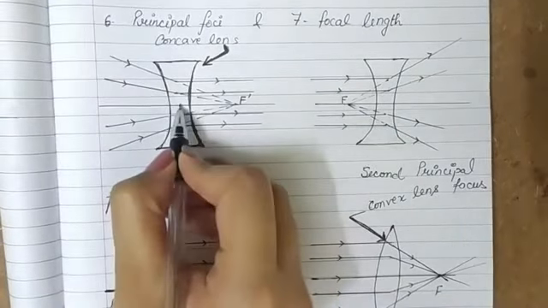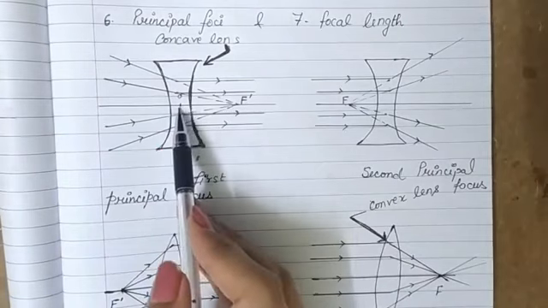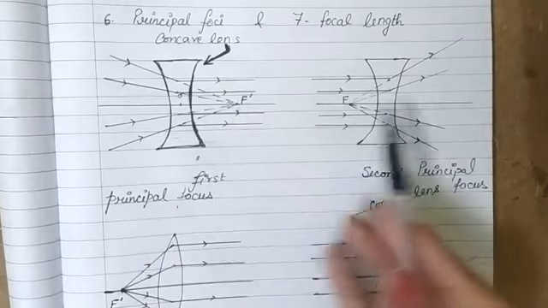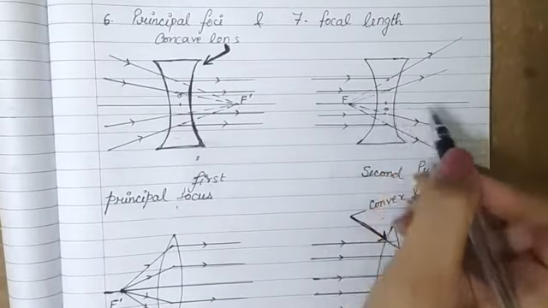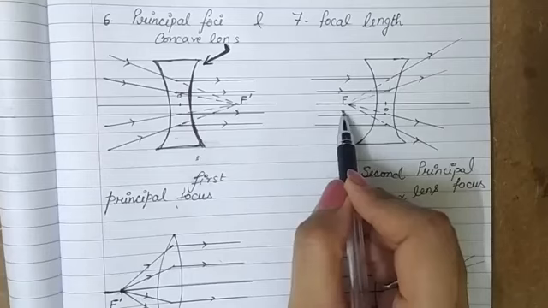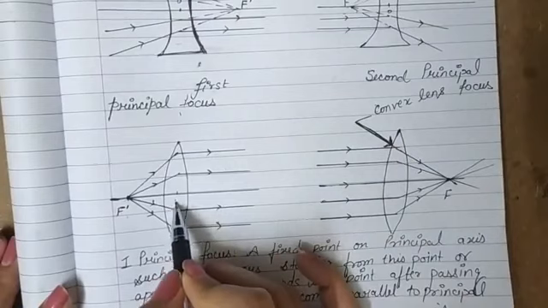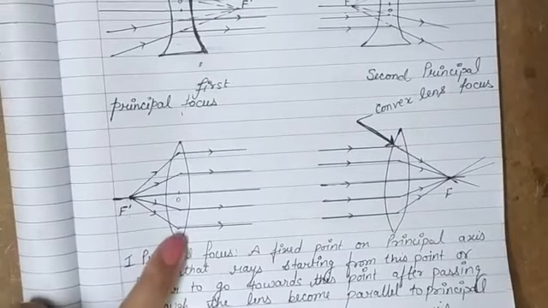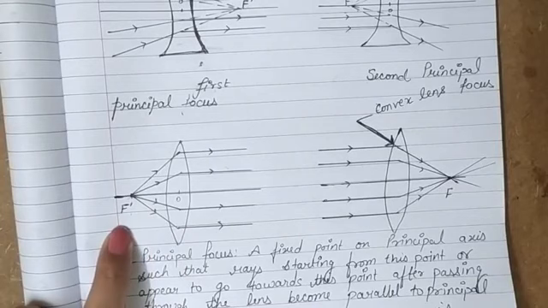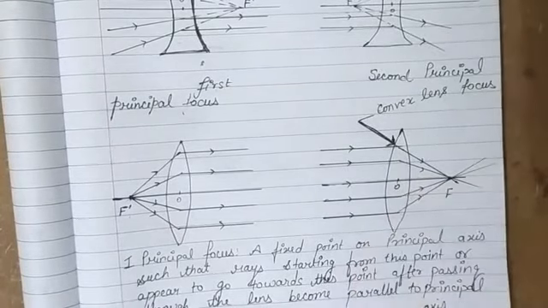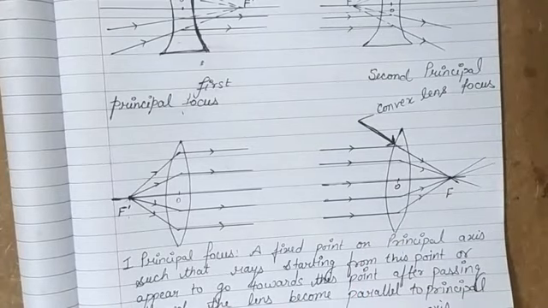So if this is the optical center, then the distance between the optical center and the first principal focus is called the first focal length, while the distance between the optical center and the second principal focus is called the second focal length. Similarly in case of convex, if this is the optical center, then the distance between the optical center and the first principal focus is called the first focal length, and the distance between the optical center and the second principal focus is called the second focal length. Similarly there are two more terms, first focal plane and second focal plane.